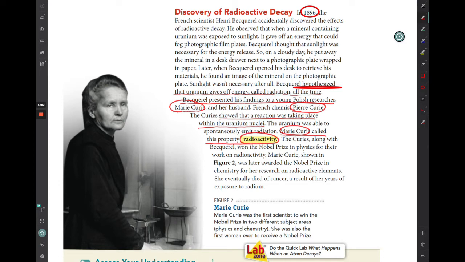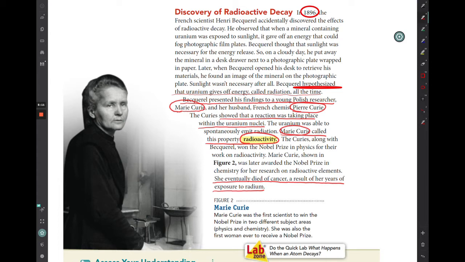She did because of this. They didn't know the dangers of radioactivity at the time. She did eventually die from cancer as a result of her years of exposure to radium and uranium and all these different radioactive things. They didn't know at the time that they were quite dangerous.